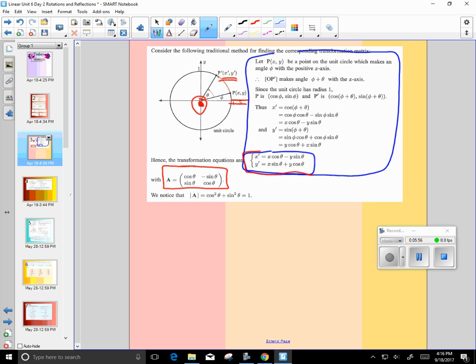But I'm not going to prove that. What I want you to notice is what the determinant is of this. Cosine squared theta minus a negative sine squared theta, which is equal to 1. This is a unique property of this transformation that allows you to identify a rotation transformation.